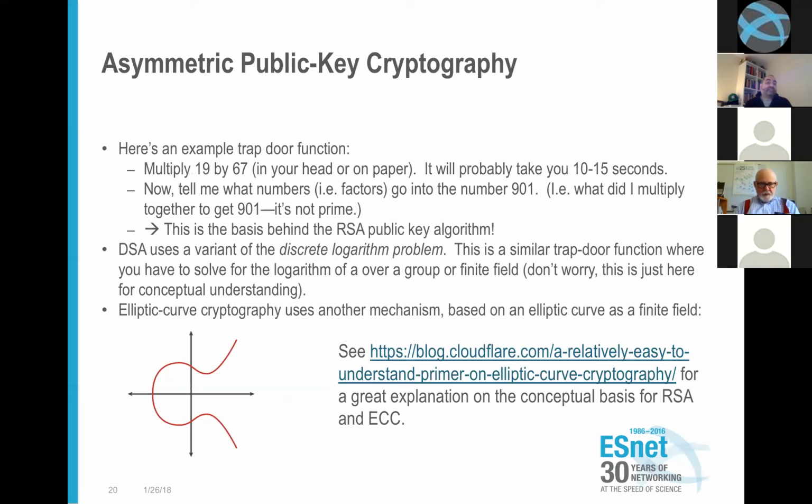It turns out this is the basis behind the RSA public key algorithm. If you can do that kind of multiplication of large prime numbers, then you can do RSA. There are other types of trapdoor functions. One is called the discrete logarithm problem, and this is simply where you try to solve for a logarithm over a group of a finite field. It's one of those things that's hard. It's sort of like you're trying to find G equals n to the k, and you solve for k. Basically, you're solving for that logarithm.